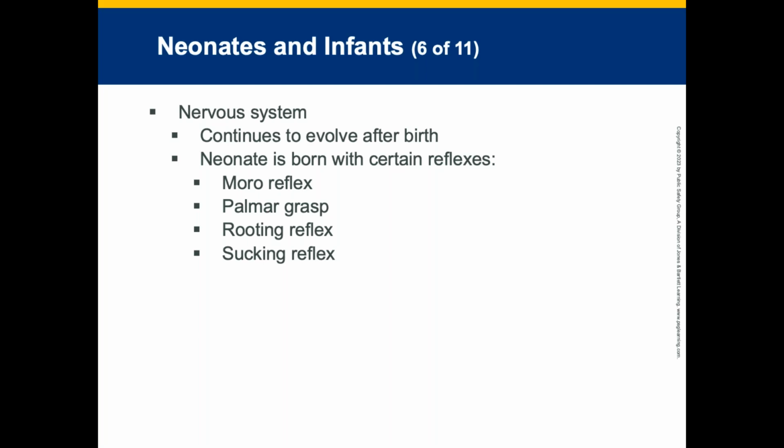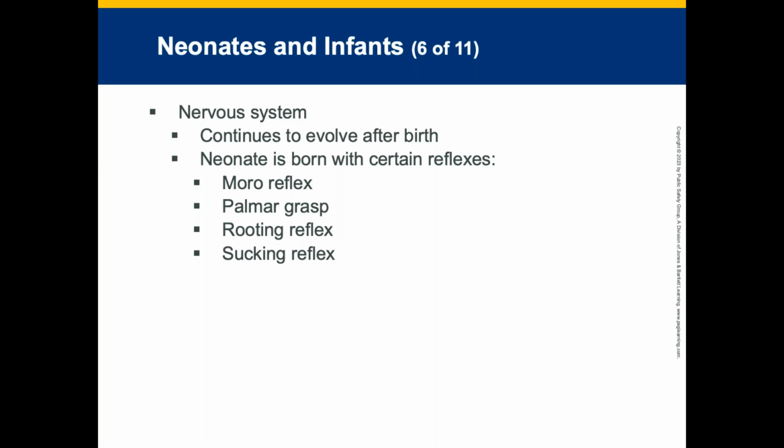The second one is what they call a palmar grasp, which occurs when an object is placed into a neonate's palm. All right, so let's talk about the first one, the Moro reflex, startle reflex, right?